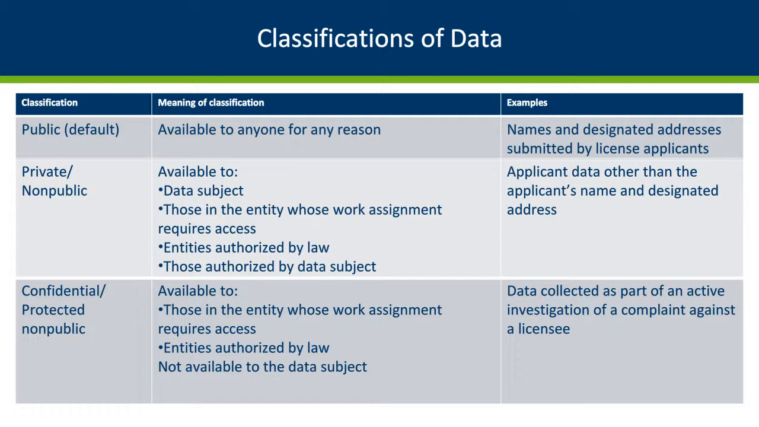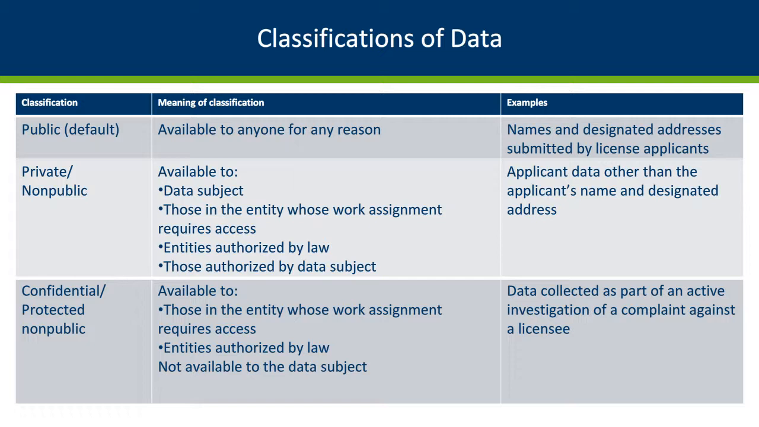The next classifications are private or nonpublic data. Private data refers to data on individuals, while nonpublic data refers to data not on individuals. This classification limits access to this data to the subject of that data, individuals in the entity whose work assignments require access, entities authorized by law, and anyone authorized by the data subject. This includes applicant data other than an applicant's name and designated address.